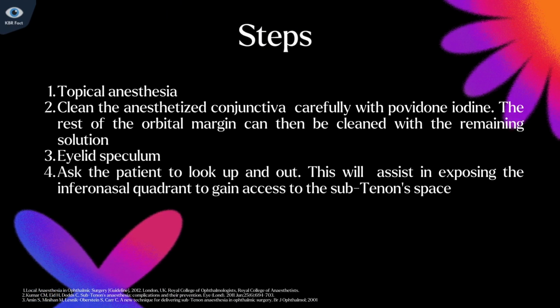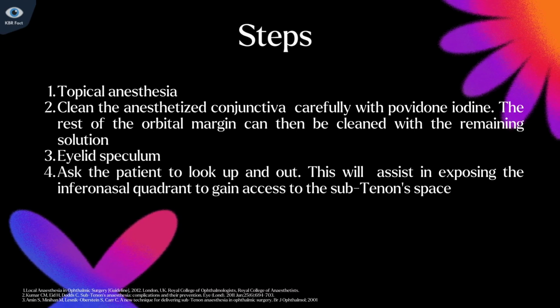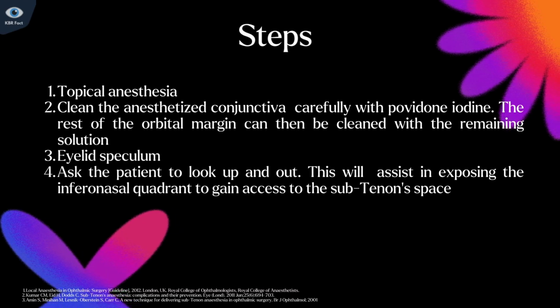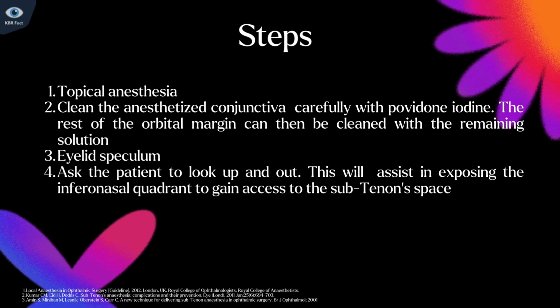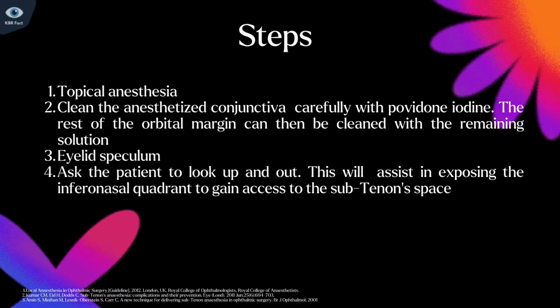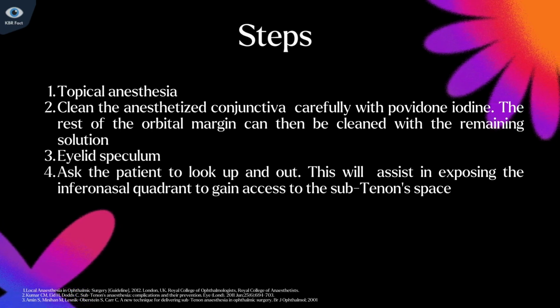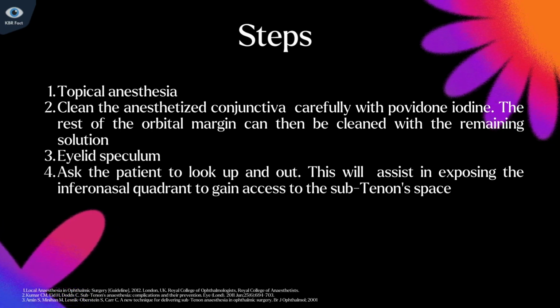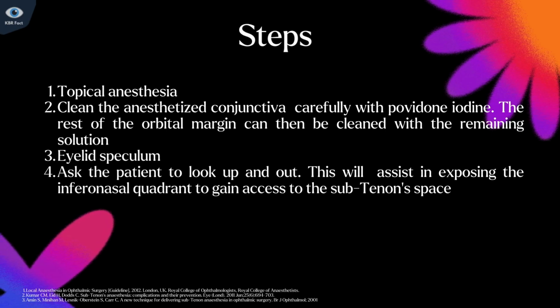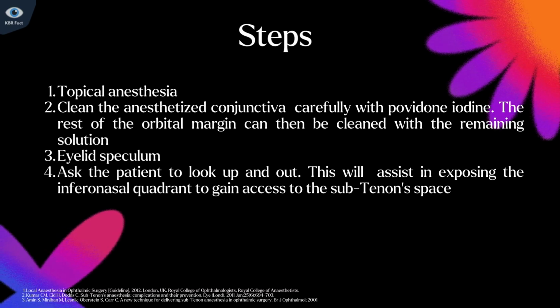Topical anesthesia is then given, and the anesthetized conjunctiva is cleaned carefully with povidone iodine. The rest of the orbital margin can then be cleaned with the remaining solution. An eyelid speculum is inserted, and then the patient is asked to look up and out. This will assist in exposing the inferonasal quadrant to gain access to the space under the Tenon capsule.